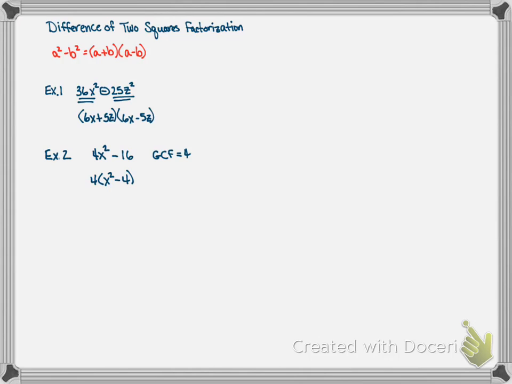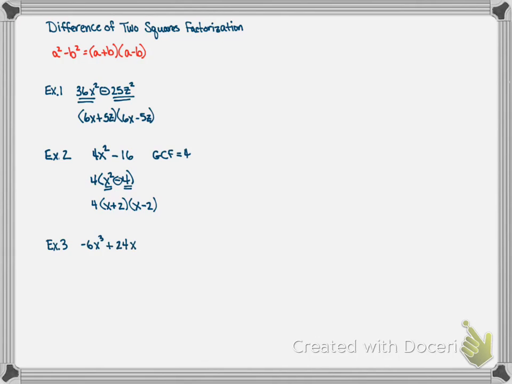Now we're going to look at what's in parentheses, and this looks like a difference of squares. We've got a perfect square, minus in between. So keep your GCF, write two sets of parentheses, take the square root of the first term, which is x, take the square root of the second term, which is 2. One gets a plus, one gets a minus. So example 2 factors to 4 times x plus 2 times x minus 2.